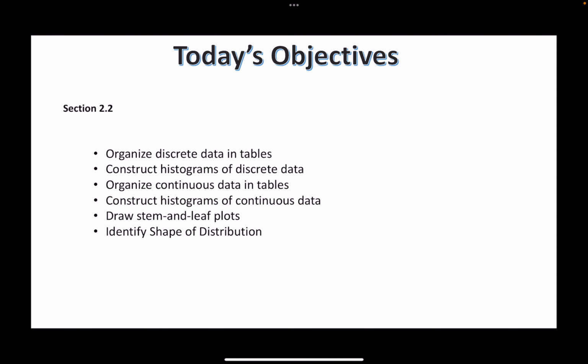Anyway, we're going to start off by organizing discrete data in tables. That goes by pretty quickly. We're going to look at histograms and what a histogram of discrete data looks like. Then we're going to jump over to continuous data and organize that in tables, and then take a look at histograms with continuous data. Then we're going to draw stem and leaf plots and identify shapes of distribution. Then we will be done with section 2.2. All right, so let's get started then.